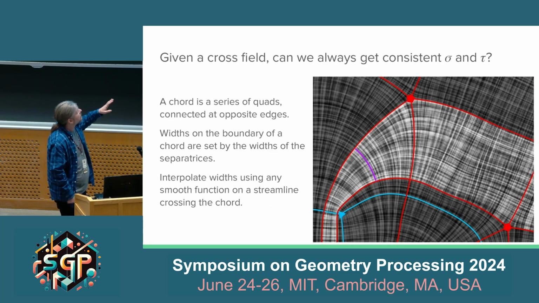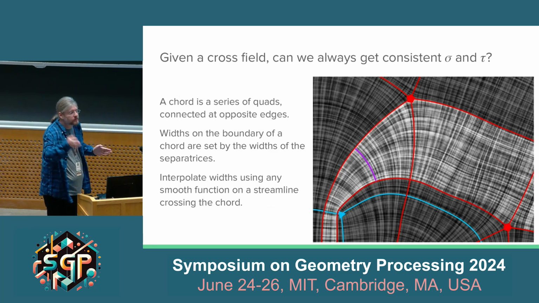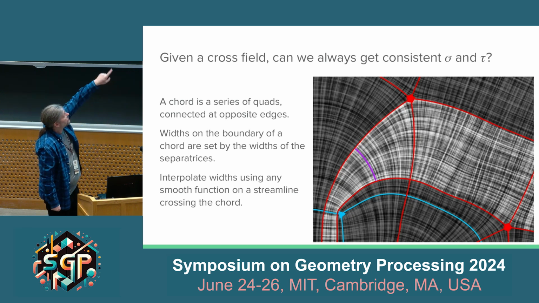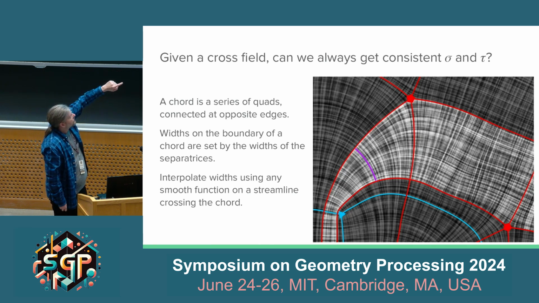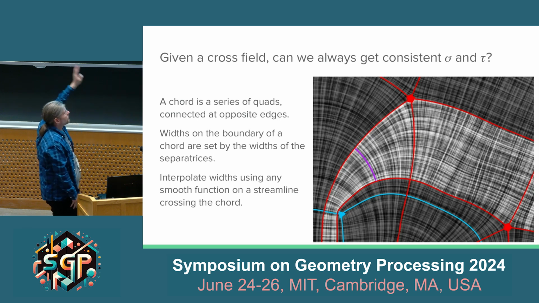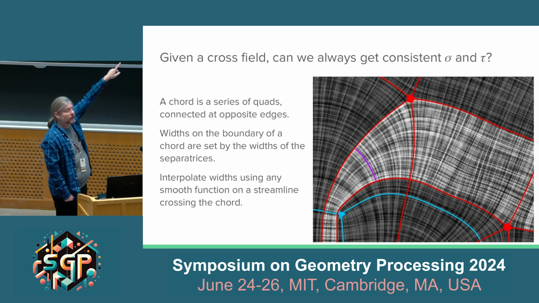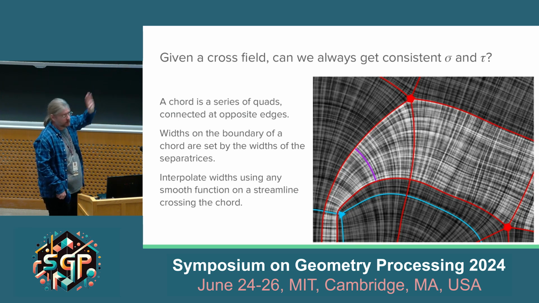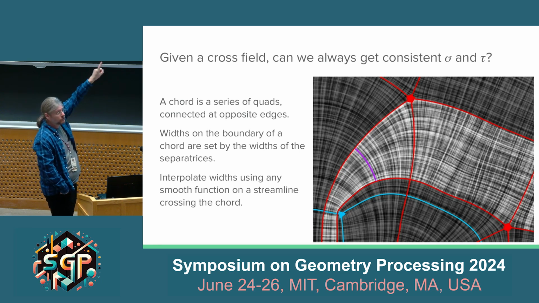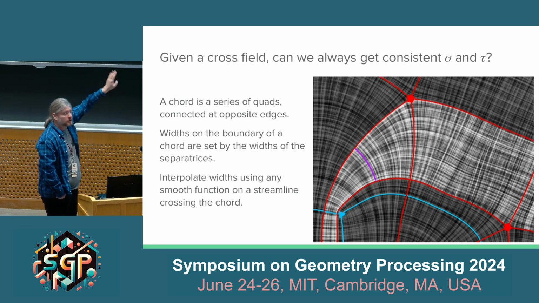So a chord is a sequence of quads joined at opposing edges, but you can also think of it as a bundle of streamlines that are all moving together through the region. So if we look at this highlighted chord, every streamline in the chord is crossed by this purple line. Now, based on our earlier construction, we have width values at either end of the purple line. So we can choose an arbitrary interpolation function, as long as it's smooth, to get values of sigma along the entire purple line.